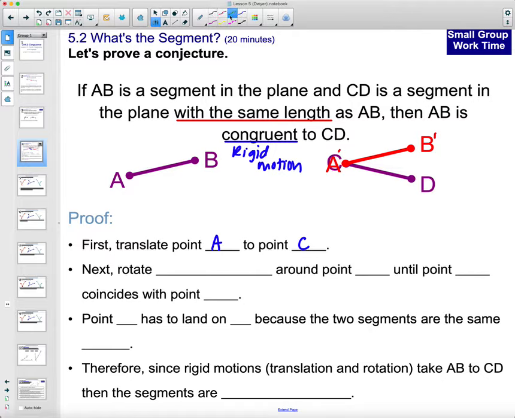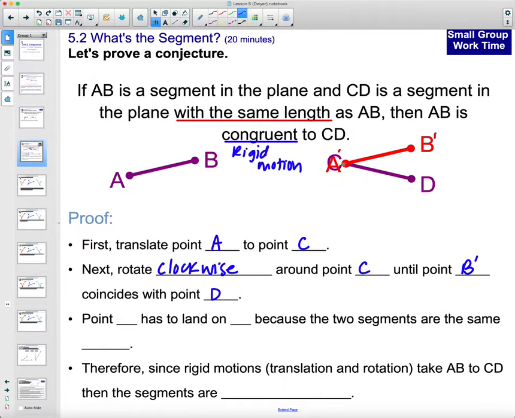Next, we would want to rotate the segment clockwise around point C until B prime coincides with D. So until B lands on D. Now, how do we know that B is going to land on D is the question here.